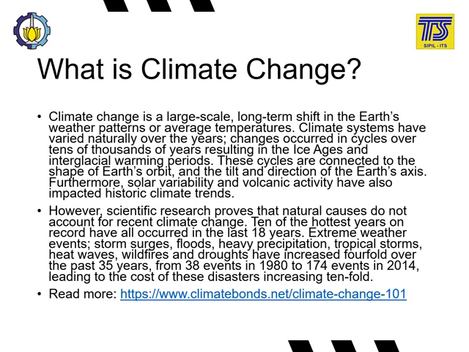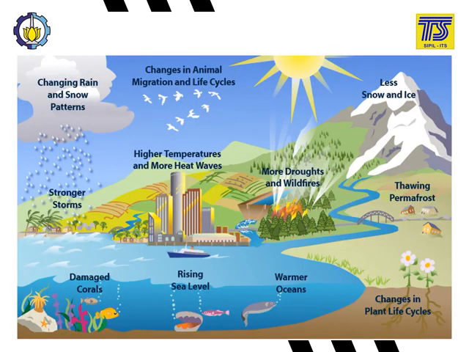Ten of the hottest years on record have all occurred in the last 18 years. Extreme weather events, storm surges, floods, heavy precipitation, tropical storms, heat waves, wildfires, and droughts have increased fourfold over the past 35 years, from 38 events in 1980 to 174 events in 2014. I bet this one is only in the US, leading to the cost of these disasters increasing tenfold. This is the sign of climate change.